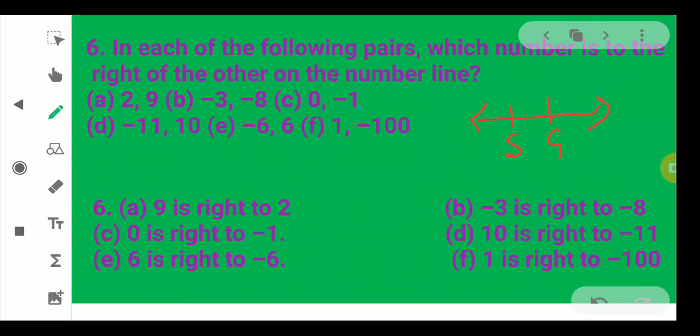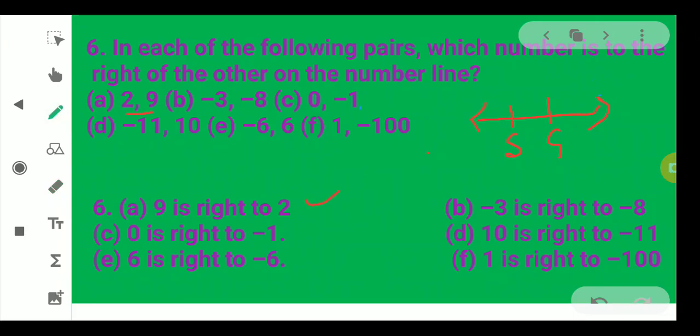Now we have to see first 2 and 9. So this we can easily see. If we see 2 and 9, suppose this is 0, 2 will be here, 9 will be here. So 9 is definitely on the right side. So we can see 9 is on the right side.